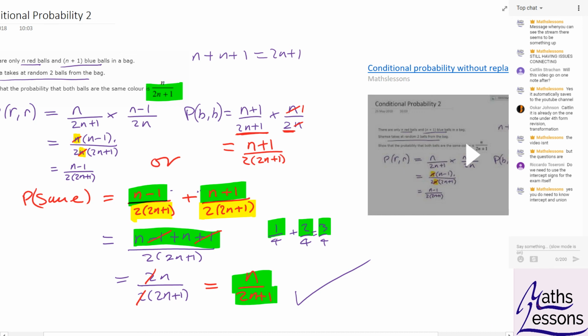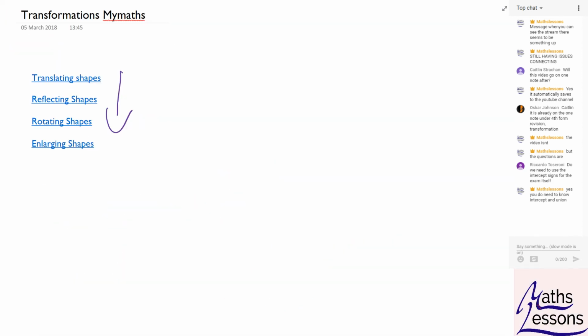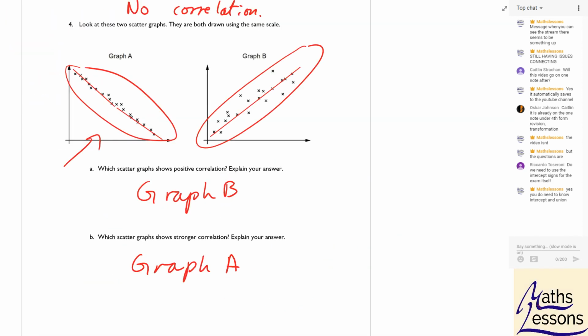Go away and work on these again between now and next lesson. Make sure you can do all the questions we've covered today on Venn diagrams, on transformations, and I'll try and put some more scatter diagram questions in another page for you to practice.